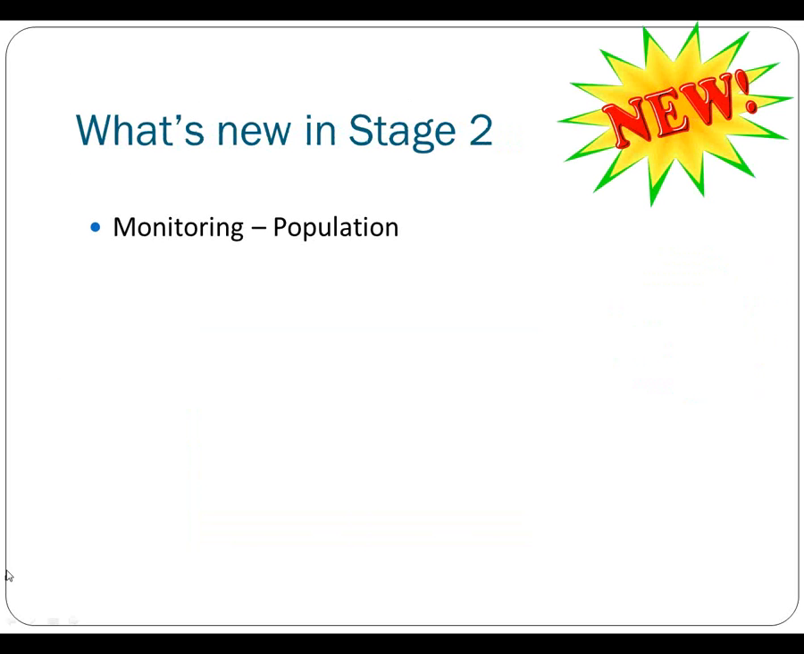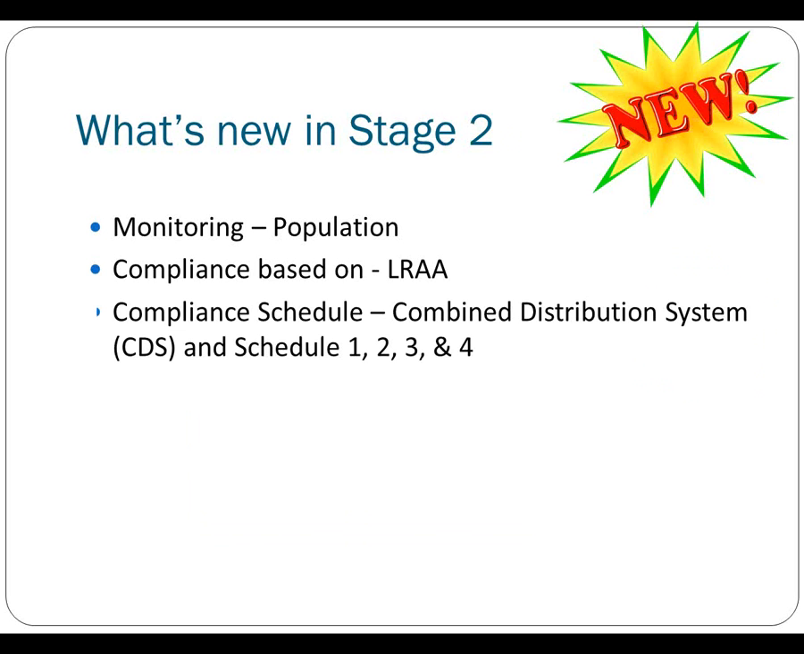Things that are new in stage 2. Monitoring is now based on the population and the water source type. It used to be based on the water source type and the number of treatment plants. So now it's a bit simplified, just based on the population and the water source type. As I mentioned before, compliance is based on the locational running annual average.